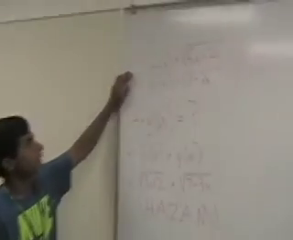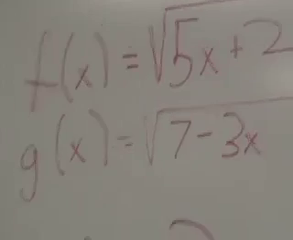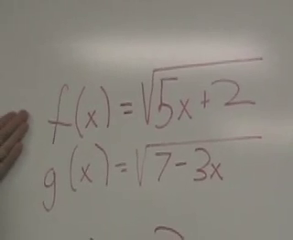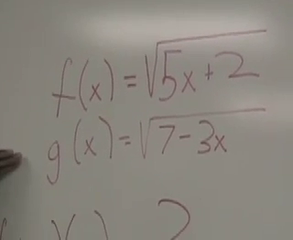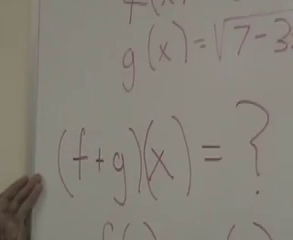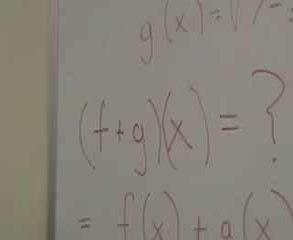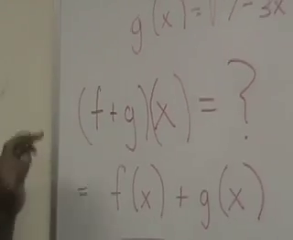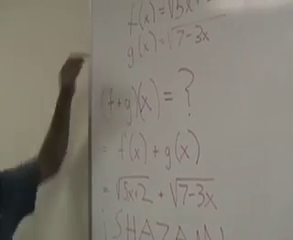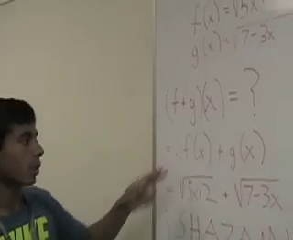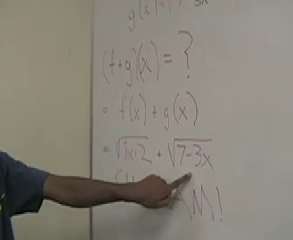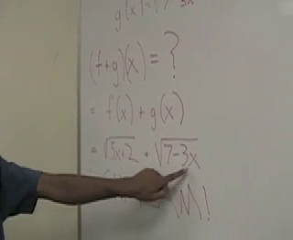The sum of a function is defined as f plus g of x equals... We have f of x equaling the radical of 5x plus 2 and g of x equaling the radical of 7 minus 3x. So what is f plus g of x? Well, by definition of the sum formula, we have f plus g of x equals f of x plus g of x. By inputting these values in place of those, we have f of x as equaling the radical 5x plus 2 and g of x equaling the radical 7 minus 3x.